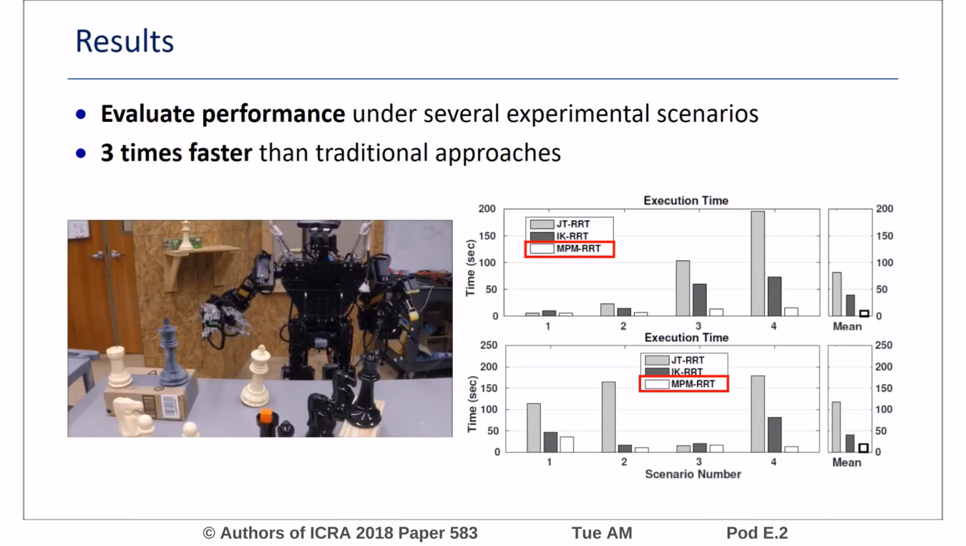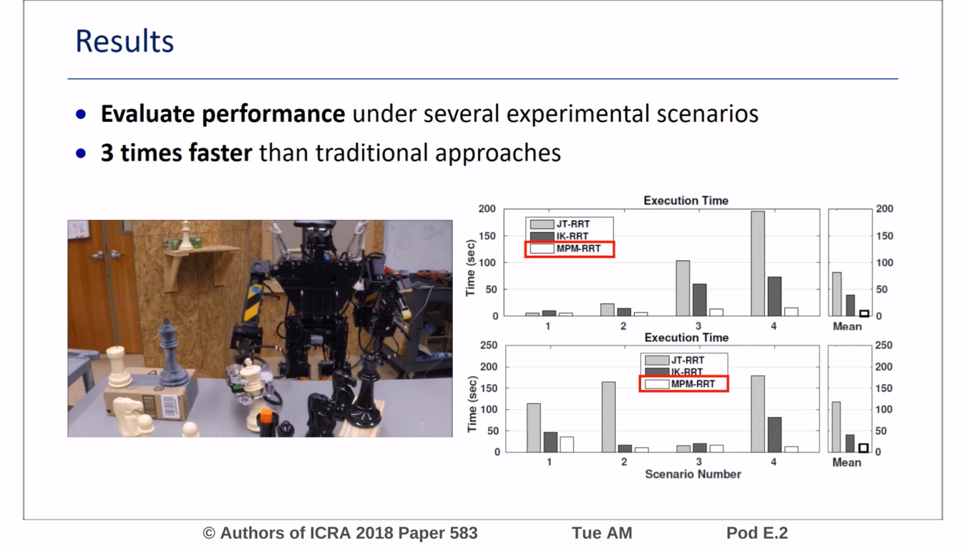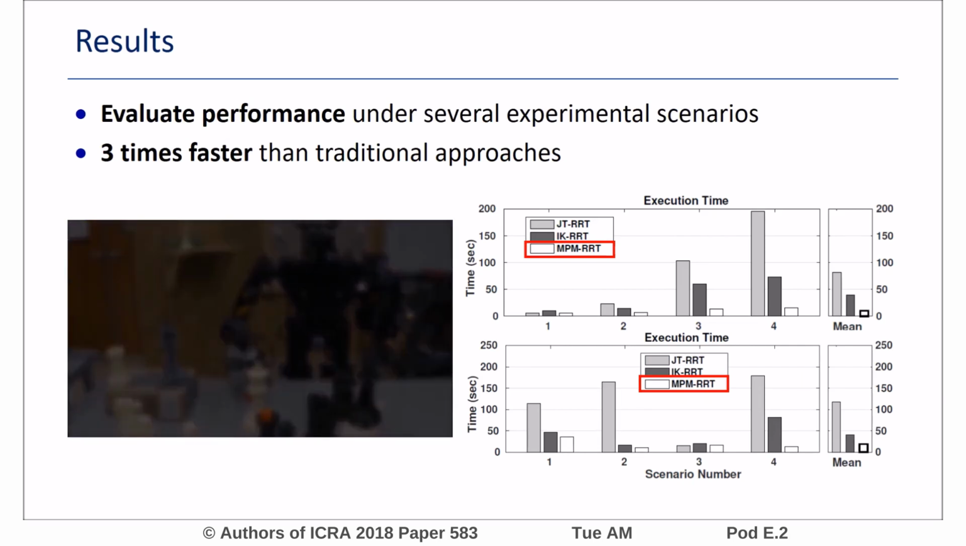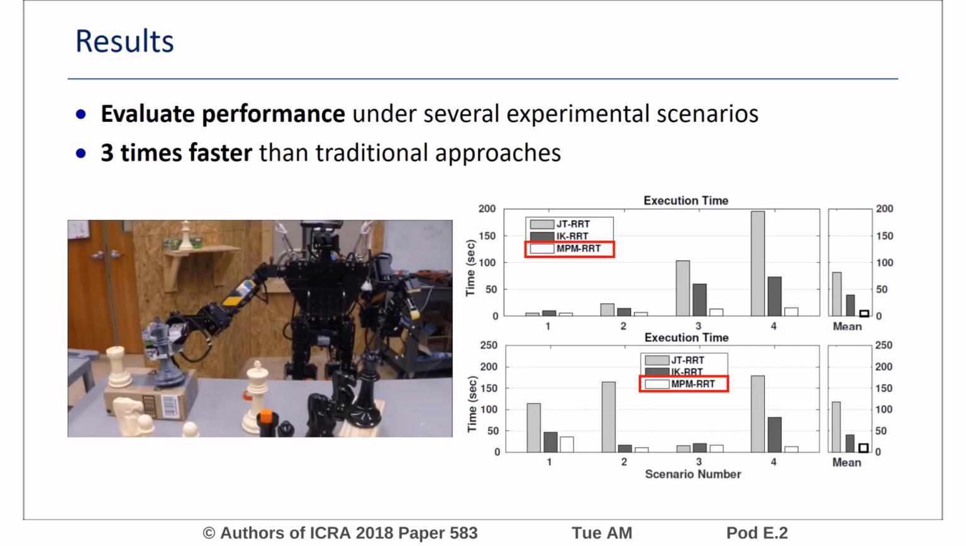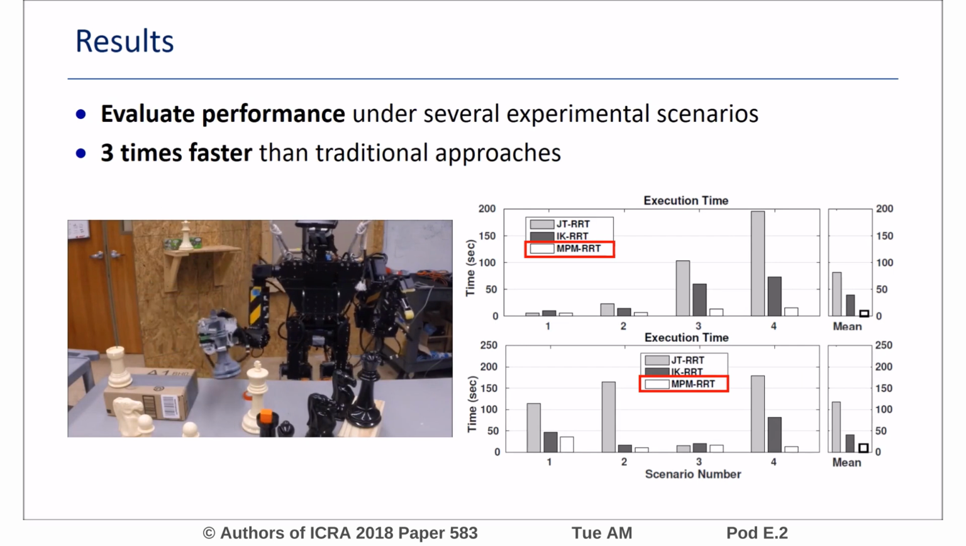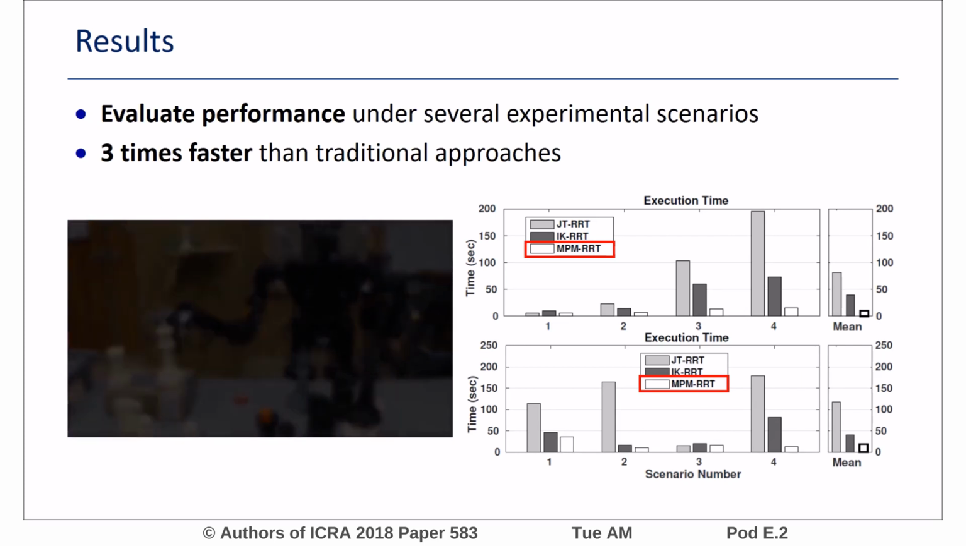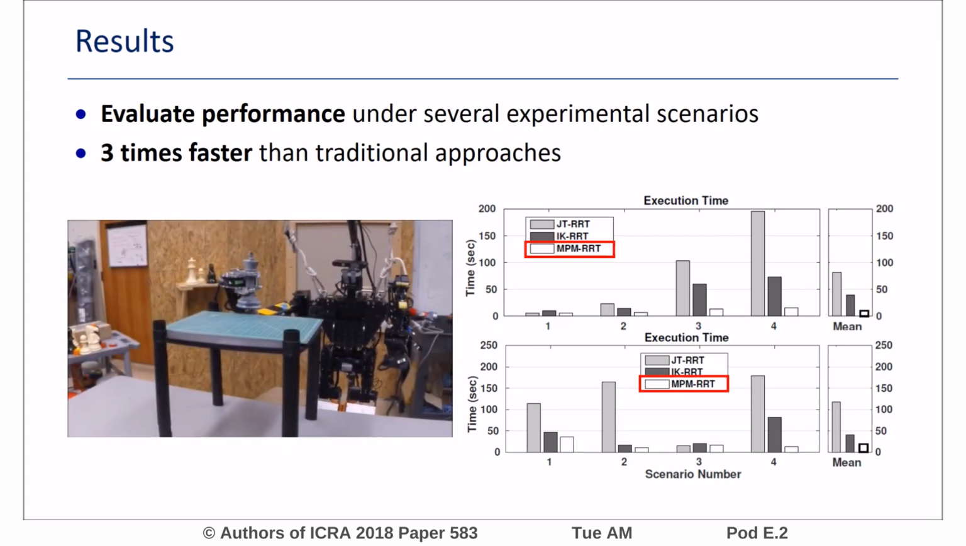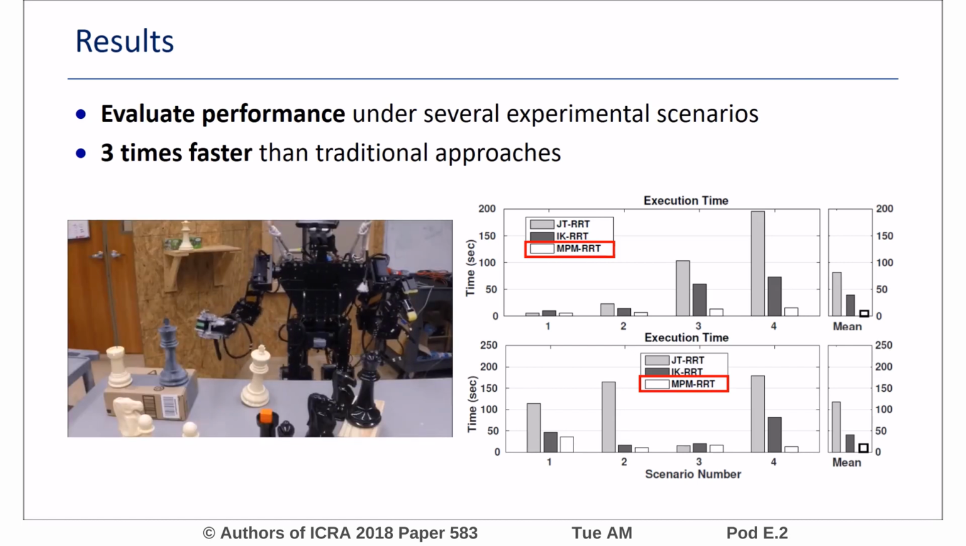We evaluated our method under various experimental settings using both a simulator and a real system and found it to be 3 times faster than traditional approaches. This sample video shows the experiment on a real humanoid robot. As you can see from these figures, it is obvious that our MPM RRT is faster than traditional RRTs for grasping and transport. We compared it with traditional planners such as JT-RRT and ICRA.